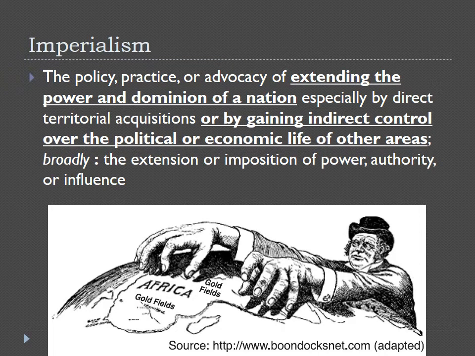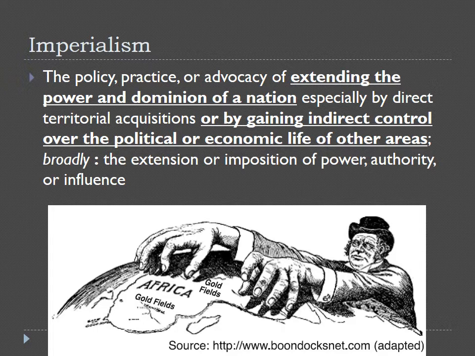Okay, so imperialism is, you can read, the policy, practice, or advocacy of extending the power and dominion of a nation, especially by direct territorial acquisitions, or by gaining indirect control over the political or economic life of other areas. Basically, it is putting your influence through power, authority, etc. in some region. Here we have another political cartoon. Remember who the overweight, ugly man in a top hat is and what he's after?